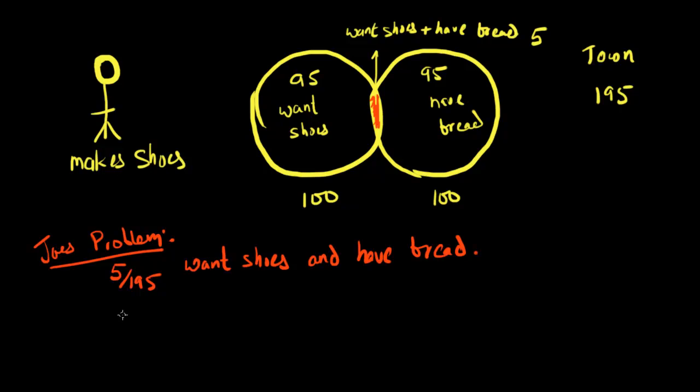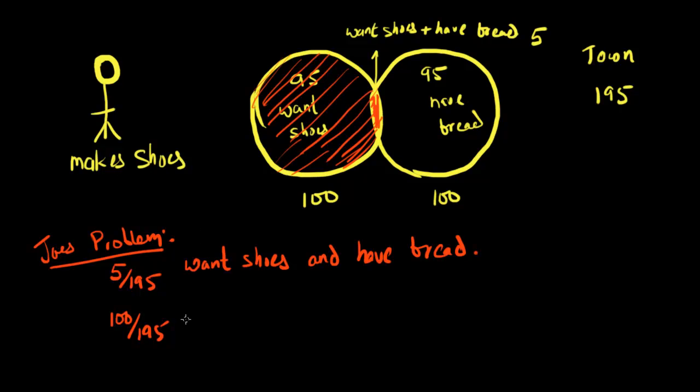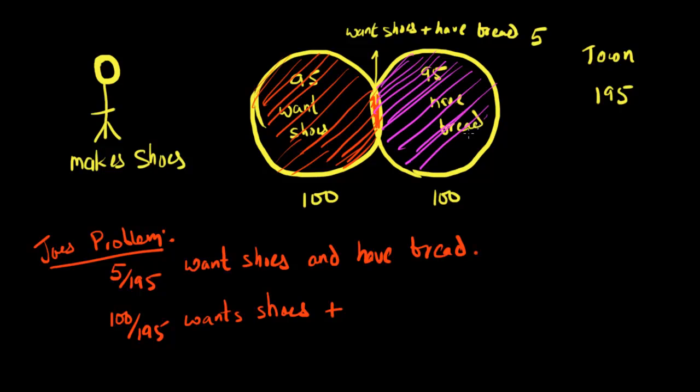His problem now is to find one of the 100 out of 195 people, so that's anyone in this circle over here who wants his shoes, and then he has to go and find one of the people in this circle over here who has bread. And he has to find them independently of each other. So then he has to go and find 1 out of 195 people who have bread.